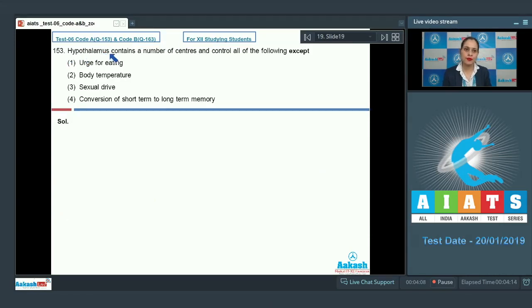Question number 153. Hypothalamus contains a number of centers and controls all of the following except. Options are urge for eating, body temperature, sexual drive, and conversion of short-term to long-term memory. The correct answer is option number 4, conversion of short-term to long-term memory, because all the other functions like urge for eating, body temperature, and sexual drive are controlled by hypothalamus. Hypothalamus has centers which control body temperature, urge for eating, drinking, emotions like anger and fear, sexual drive, satiety or satisfaction, and expression of love. So these are the incorrect options, because it is the hippocampus and not the hypothalamus which deals with the conversion of short-term to long-term memory. So the correct answer is option number 4. Let's proceed to the next question.